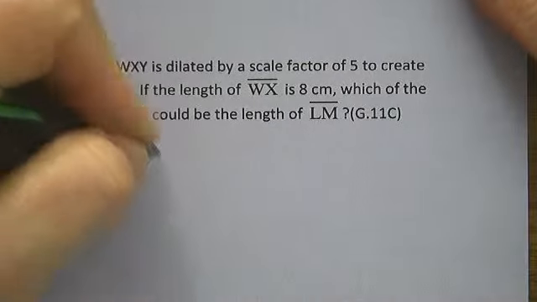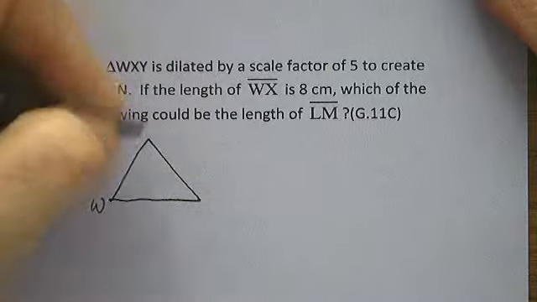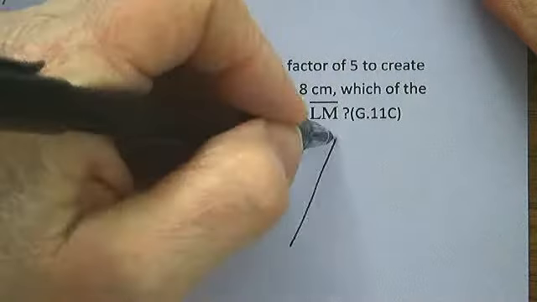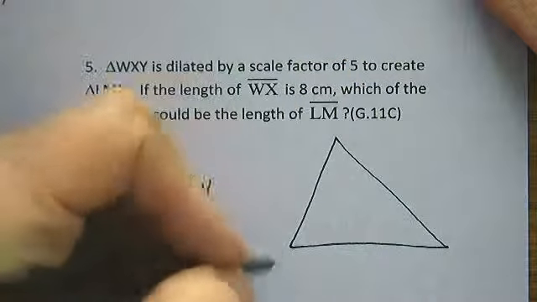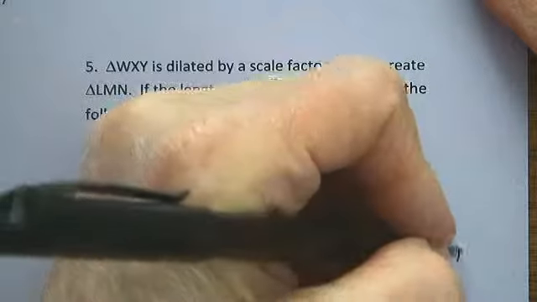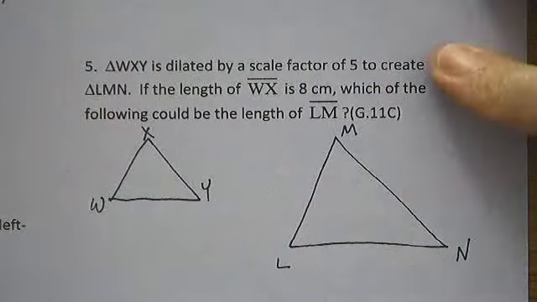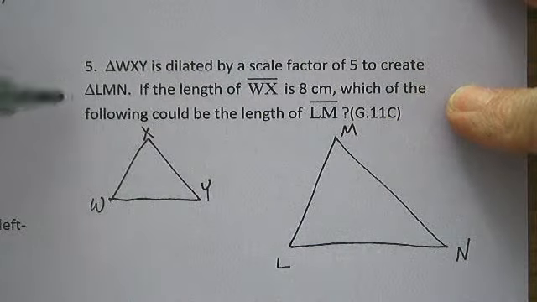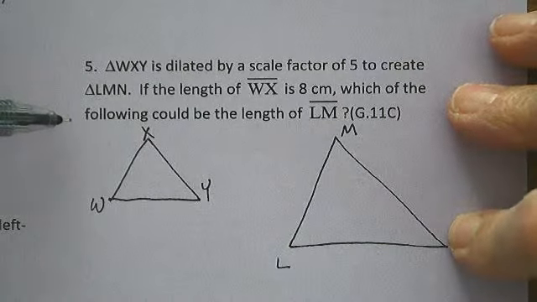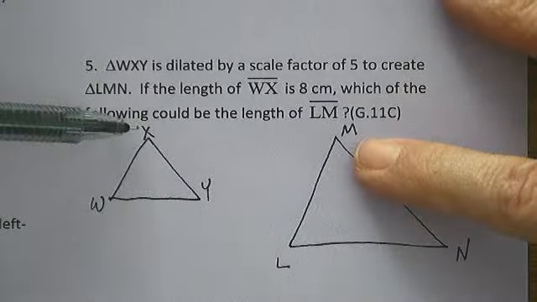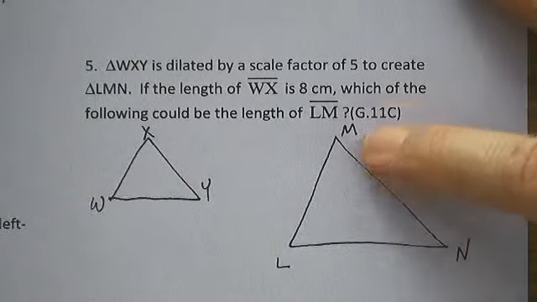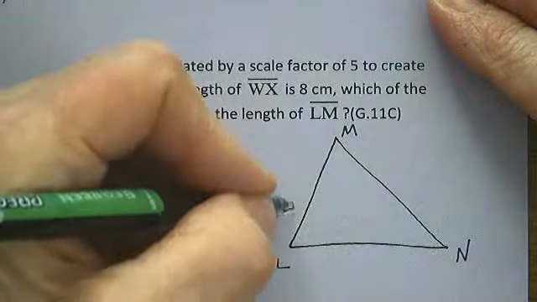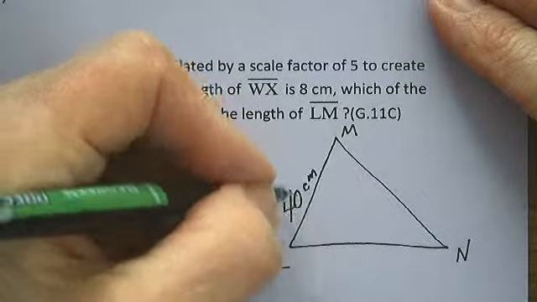If WXY is dilated by a scale factor of 5, LMN, the only thing we really have to be careful of is to make sure that our triangles are similar and we've labeled the corresponding parts appropriately. But if this is 8 centimeters, this guy has to be 40 centimeters and it can't be anything else.